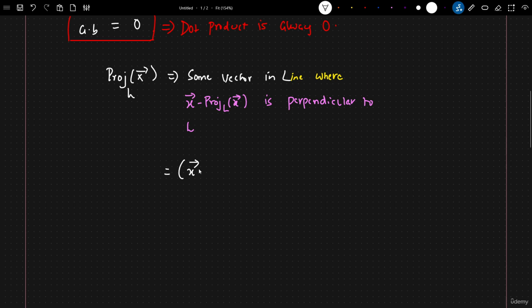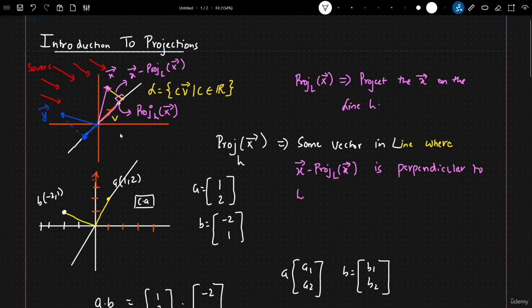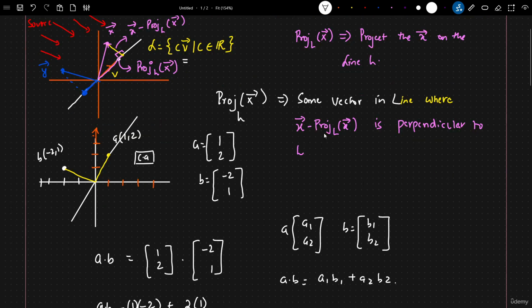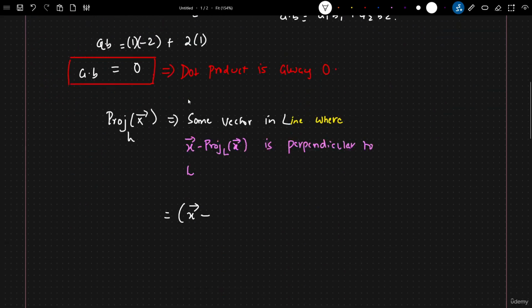X bar minus, what is the projection of L to X bar? You know that whenever I try to project X bar to L, I'm going to get this, right? It should be a scalar multiple of the vector, because it can be extended here, or it can be extended here. So my projection of X on L will either be extended here or here. So I can definitely use this as my projection: C multiplied by vector V. Projection of any vector X to L will be denoted by C multiplied by vector V.